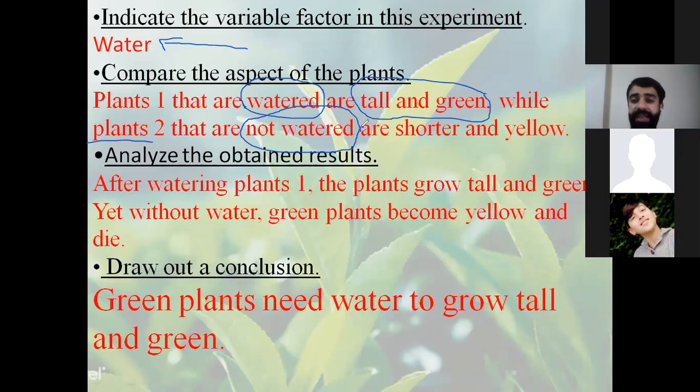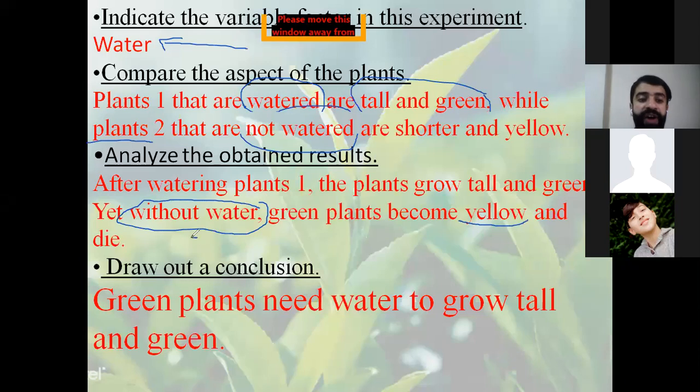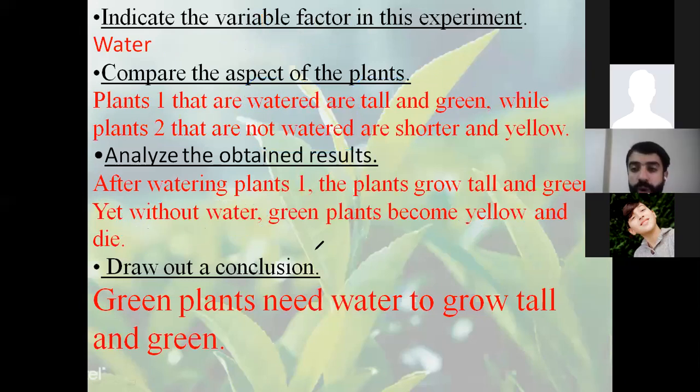So analysis. When I analyze, after watering the plants 1, they grow tall and green, while without water in plant 2, the green plant becomes what? They become yellow, and finally they will die. So what is the conclusion? Draw out a conclusion. Pay attention to the words draw out. Draw out doesn't mean you have to draw. Draw out, you have to give a conclusion.